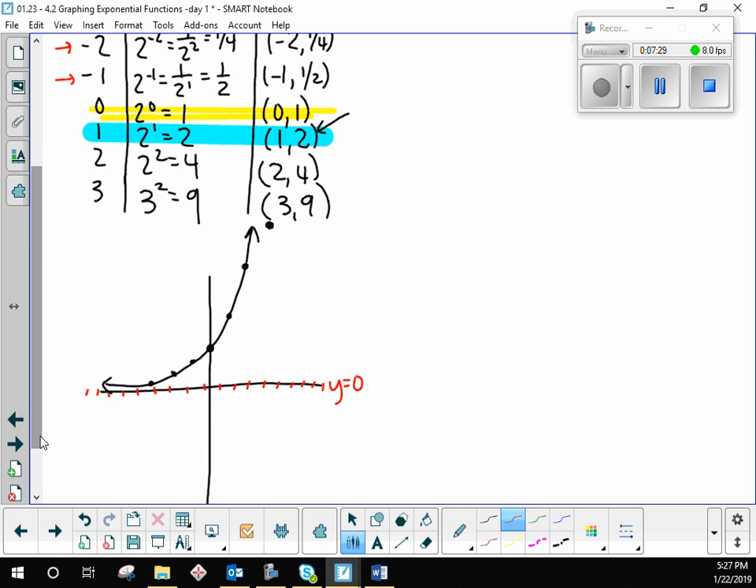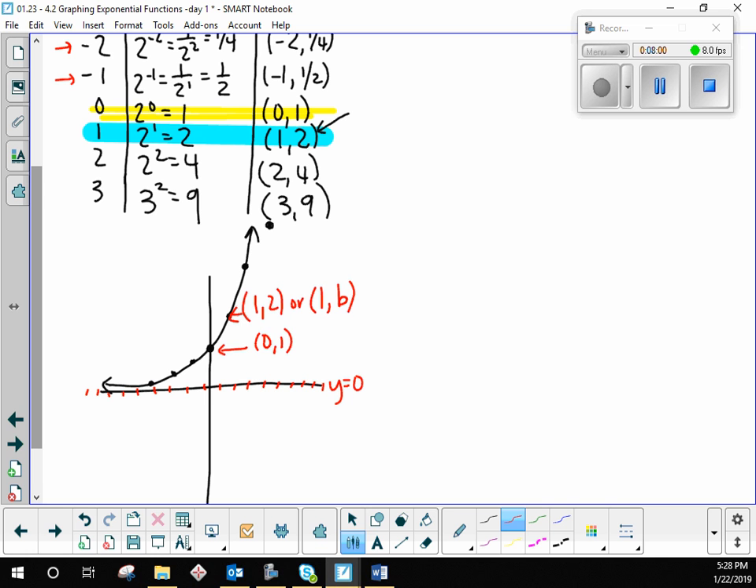So we have a few things going on here. We have y equals 0 as a horizontal asymptote for every exponential function. We have this point 0, 1, which is going to be on every exponential function. We have the point 1, b, based on your function, whatever b is. And those things will be consistent for every function that we graph.